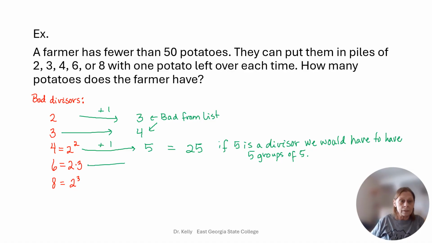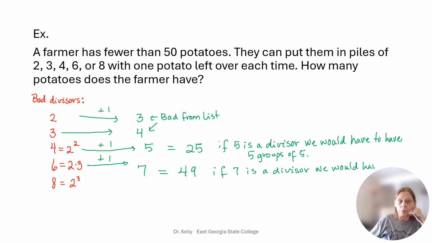How about if we add 1 to 6? Add 1 to 6, that gives us 7. Let's see about 7. 7 squared would give us 49. So for the same logic, if 7 is a divisor, we would have to have 7 groups of 7. Okay, and I'm committed here. Let's check the other. Add 1 here, and 8 plus 1 is 9.